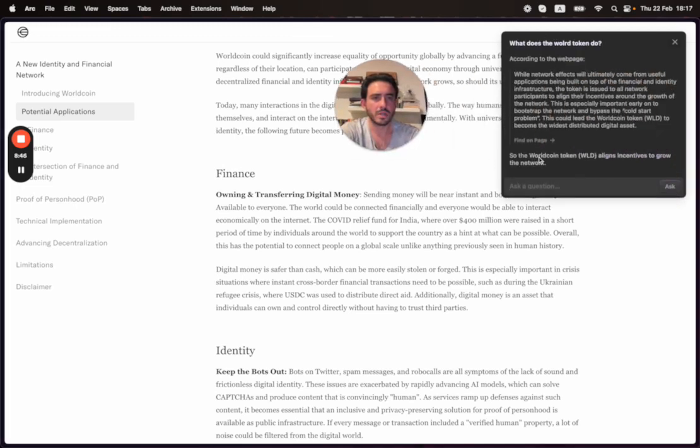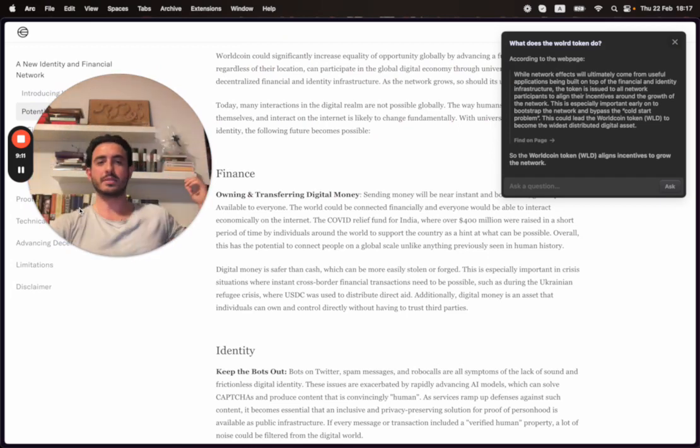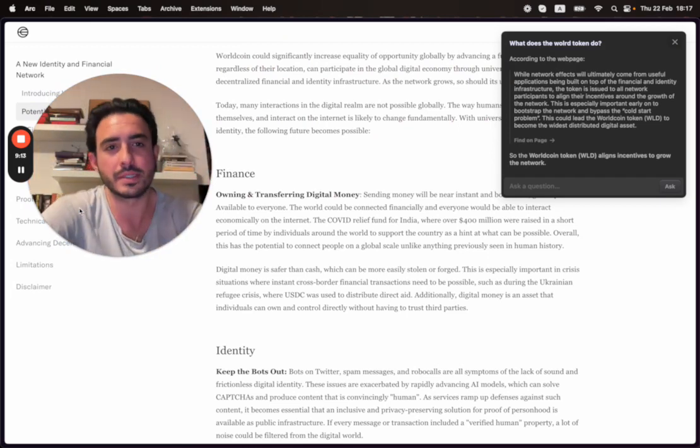Okay, so according to the webpage, while network effects will ultimately come from useful applications being built on top of the financial and identity infrastructure, the token is issued to all network participants to align their incentives around the growth of the network. This is especially important early on to bootstrap the network and bypass the cold start problem. This could lead to the WorldCoin token becoming the widest distributed digital asset. This is the thing. Is this only about growth? Is this a marketing scheme for tokens?